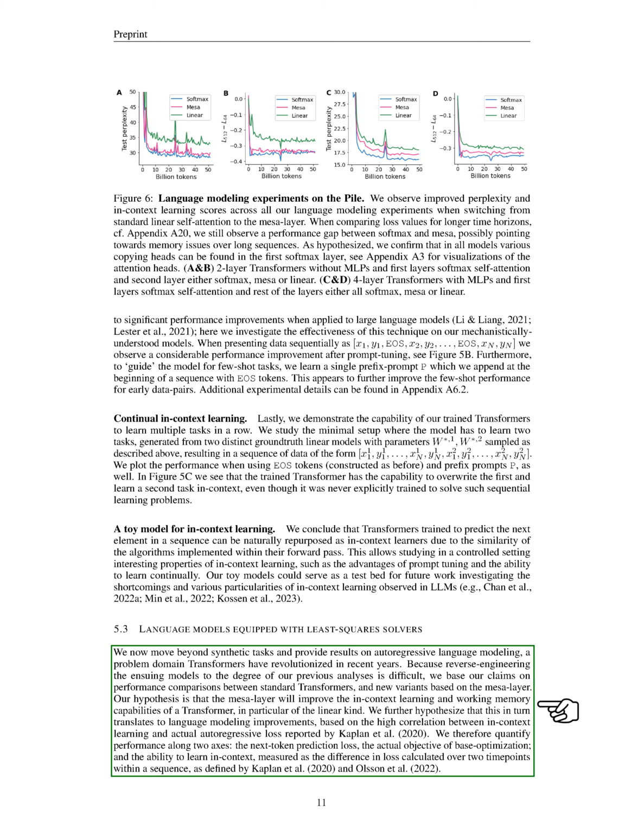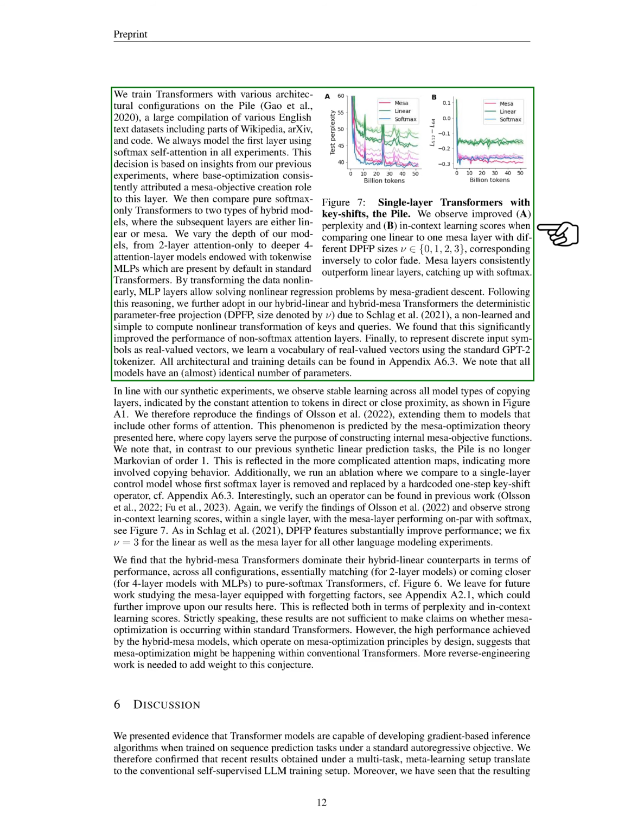We train transformers with various architectural configurations on the Pile, a large collection of various English text datasets, including parts of Wikipedia, arXiv, and code. We always model the first layer using softmax self-attention in all experiments. This decision is based on insights from our previous experiments, where base optimization consistently attributed a mesa objective creation role to this layer. We then compare pure softmax-only transformers to two types of hybrid models, where the subsequent layers are either linear or mesa. We vary the depth of our models, from 2-layer attention only to deeper 4-attention layer models with token-wise MLPs, which are standard in transformers.